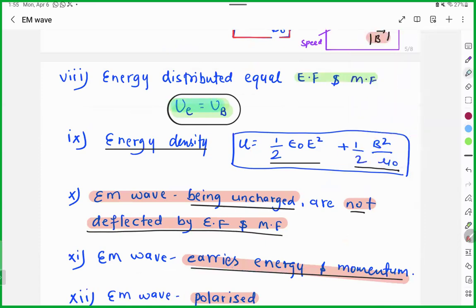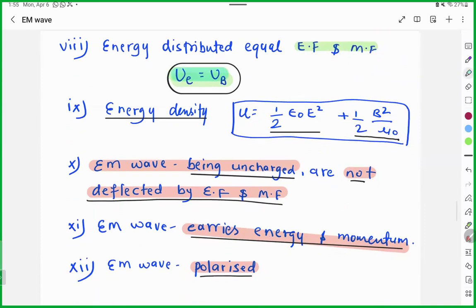This is important. Next, energy density. What is the energy density for electric field? This. What is the energy density of magnetic field? This. और इसको कंपेयर करें. See, here you have electric field, here you have magnetic field. In electrostatics we have epsilon naught in denominator, so here numerator. In magnetic field we have mu naught in numerator, so it is denominator.